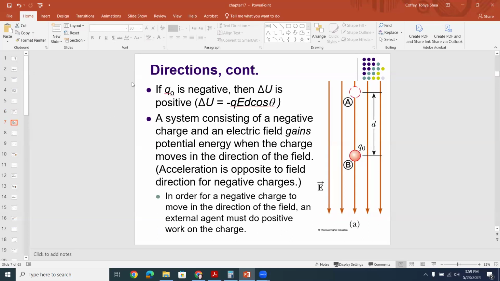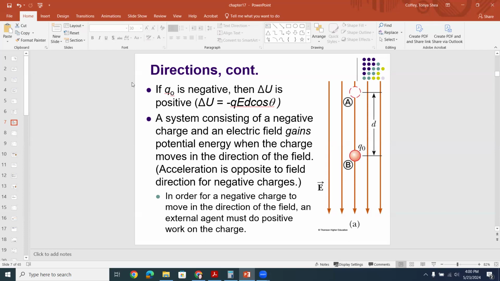Now, let's say instead of a positive charge, we have a negative test charge, okay? In that case, your delta U is going to be positive because it's minus QED, and the cosine theta is 1. It's minus QED if it goes from A to B. Q is negative, and so your potential energy change is going to end up being positive because it's minus times a minus, right? So in that case, your potential energy is going to increase as it moves from A to B, which means that it's got to lose kinetic energy.